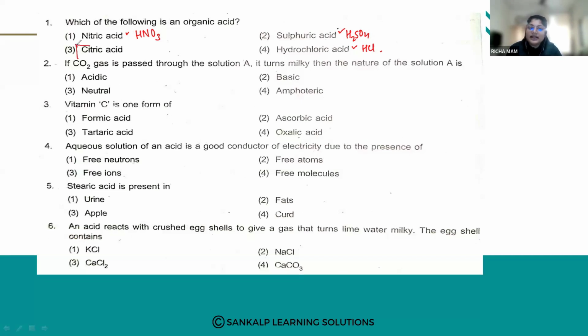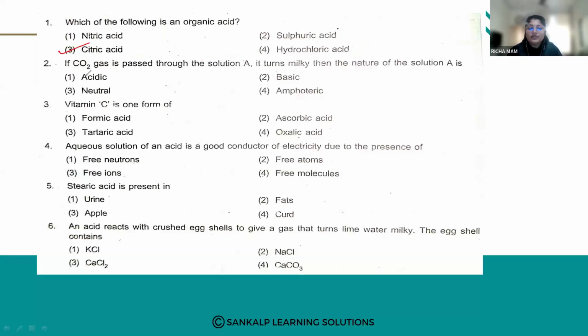But citric acid, the answer is citric acid. Citric acid is the organic acid, and you can see citric acid in fruits like oranges and lemon. What do they consist of? They consist of citric acid. So this is a naturally available acid. It is called citric acid. So this is an example of an organic acid. I hope this is understood.